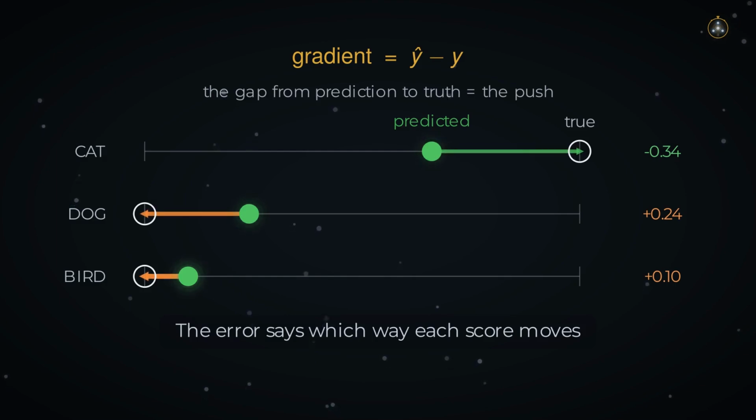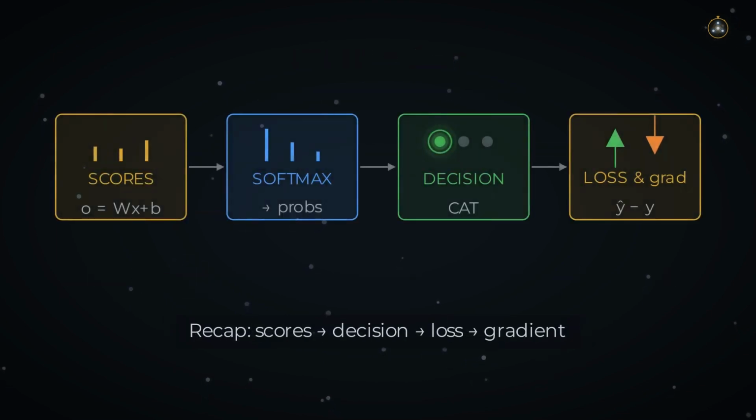Let's put it together. Raw logits. Softmax makes them probabilities. The biggest is the decision, its value the confidence. Cross-entropy grades it, punishing confident mistakes. And predicted minus true says which way every score is wrong.